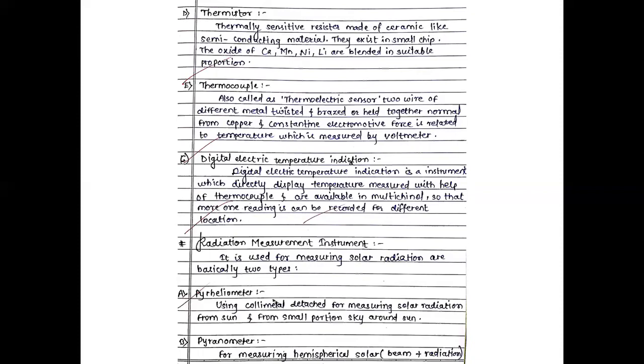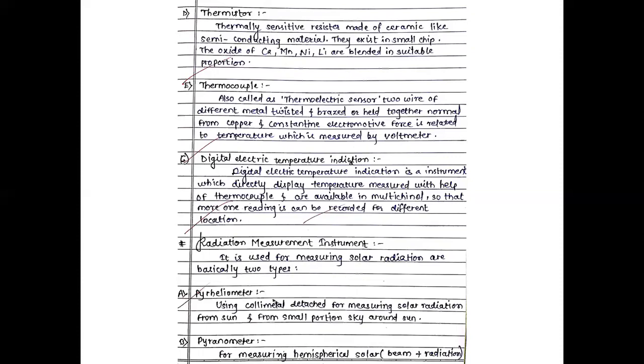Next is the digital electric temperature indicator. It is an instrument which directly displays temperature measured with the help of a thermocouple and is available in multi-channel form, so that more than one reading can be recorded for different locations. So it displays temperature electronically with the help of a thermocouple, and can record more than one reading for different locations.